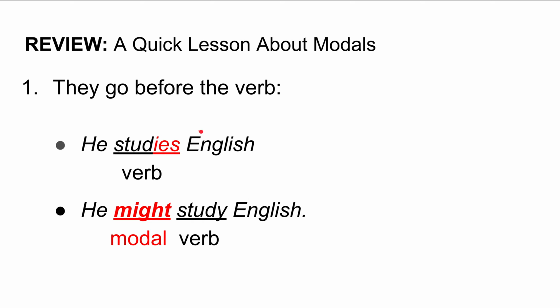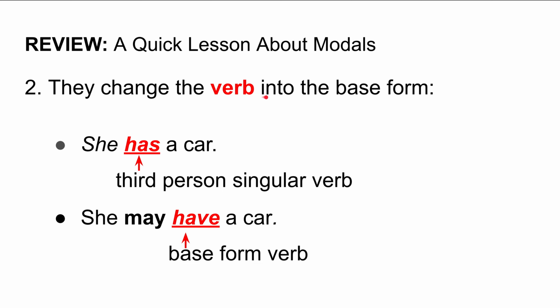So he studies English. Okay, we add the modal. He might study English, and the modal goes before the verb. The second rule is that they change the verb into the base form. So she has a car, third person singular, but the moment I add the modal may, the verb changes from has to the singular have. So it becomes the base form of the verb.